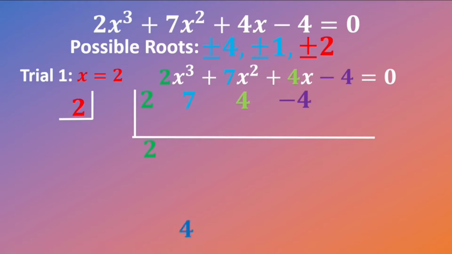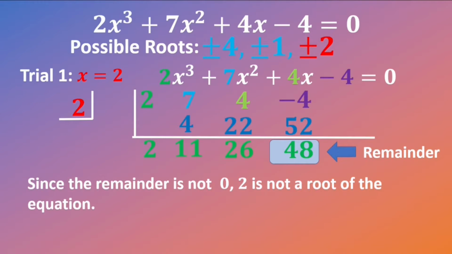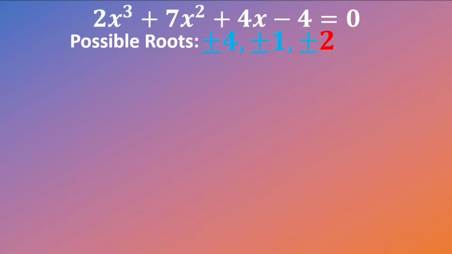2 times 2, that is 4. 7 plus 4 is 11. 11 times 2 is 22. 4 plus 22 is 26. 26 times 2 is 52. Negative 4 plus 52 is 48. Since the remainder is 48 and 48 is not equal to 0, then 2 is not a root of the equation. With that same process, we will now proceed with x is equal to negative 2 as our root.